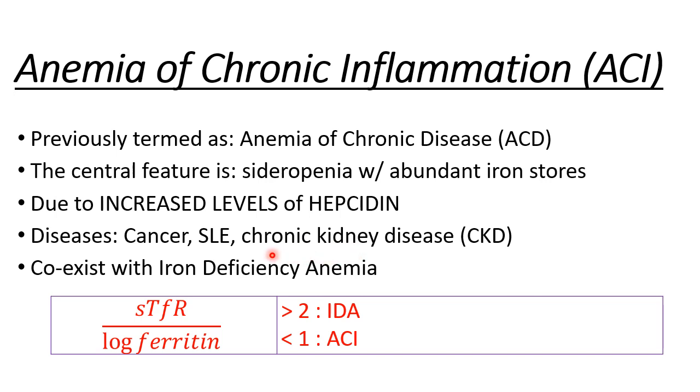Okay, another problem with ACI is that it can coexist with iron deficiency anemia. Okay? Pwedeng solo lang ito and pwede rin tong in combination with another. So, paano natin dinidifferentiate yan? Again, by using this formula. Your STFR over the log of ferritin. Pag more than 2 ang ratio na nakuha natin, most probably the patient is suffering from IDA. Kapag less than 1 naman, ACI alone ang problema natin.